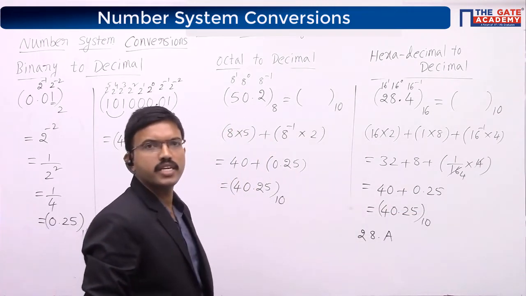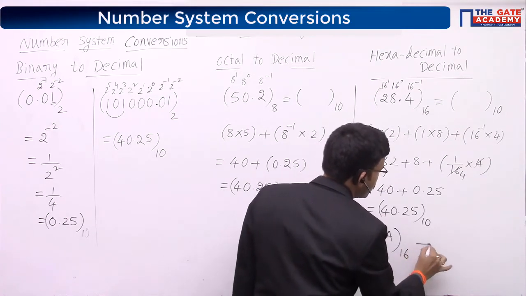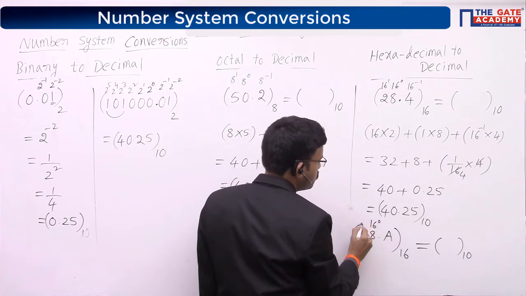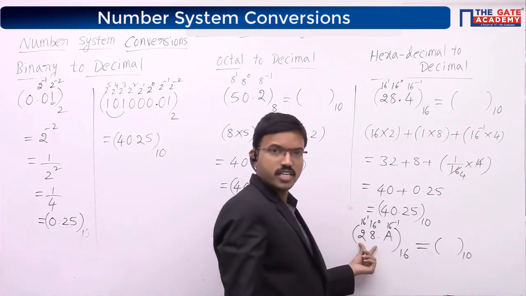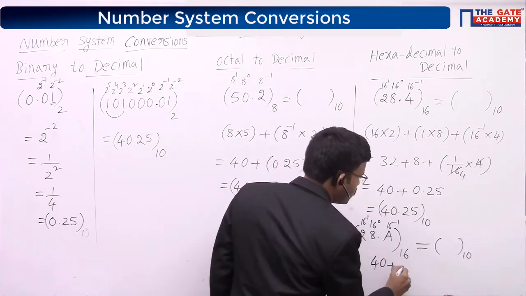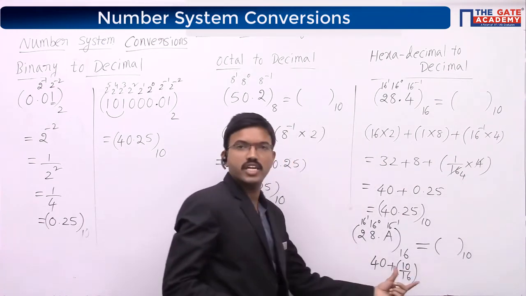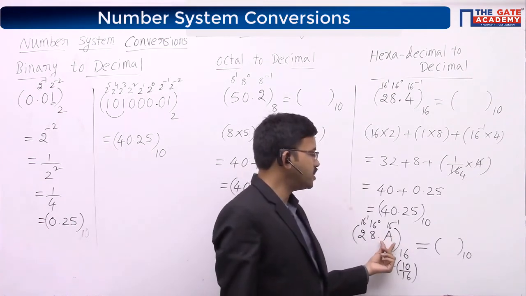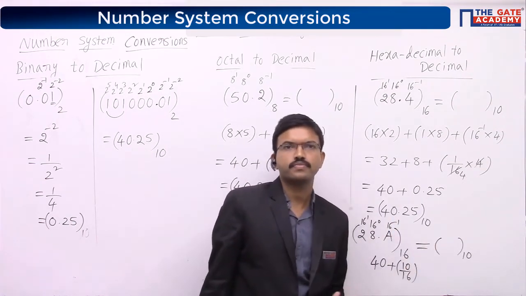Now 28.A, that is the hexadecimal number we have to convert into decimal. So put the position weights. Here 16 power 0, 16 power 1, here 16 power minus 1. So here you will get 40: 16 2s are 32 plus 8 is 40, plus here A is 10, 10 by 16. Do the simplification and then you will get the equivalent value. This is hexadecimal to decimal. Because we cannot represent 10 with a single digit, that's why I have considered alphabets A to F.